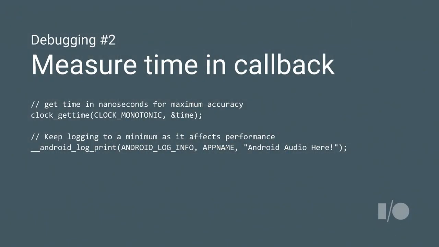Over in Ursa Minor, I'll be talking about systrace. Once you've eliminated any blocks, you need to figure out how much work you're doing. You can do this using clock get time, as this gives you nanosecond accuracy. And logging inside the callback is problematic, so you want to keep that to a minimum.